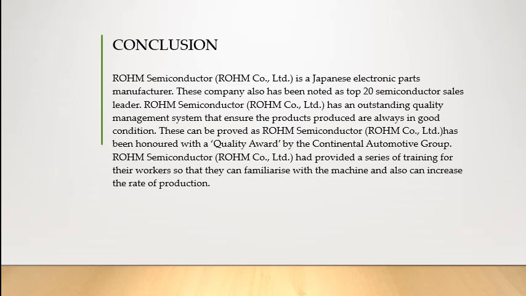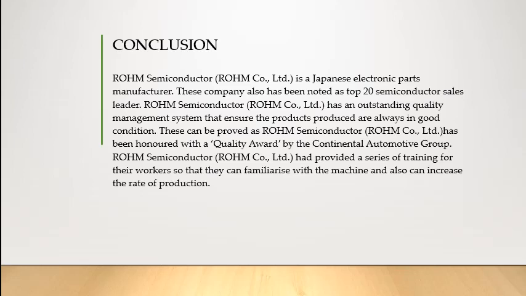As the conclusion, ROM Semiconductor Company is a Japanese electronic part manufacturer. The company manufactures semiconductor devices such as resistor, discrete semiconductor, LED display, laser diodes, optical sensor, remote control receiver, data converter, power management, transistor, wireless LAN module, and amplifier. Over the course of the year, ROM Company has over 22,000 employees and is noted among the top 20 semiconductor sales leaders spanning its business worldwide.